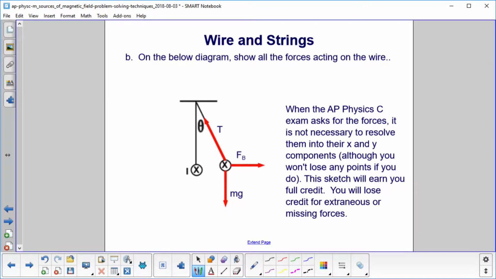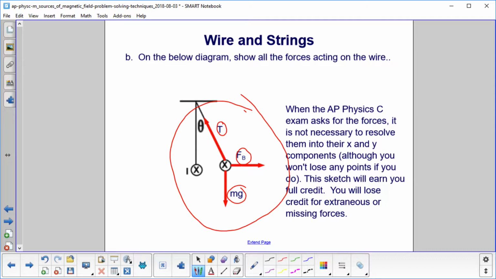When the AP Physics C exam asks for the forces, it is not necessary to resolve them into their X and Y components. Although you won't lose any points if you do, and frequently you'll need that later on. But this sketch, and I recommend just doing this so you don't confuse the grader, will earn you full credit. You've got gravity pulling it down, magnetic force pushing it to the right, and the tension of the string acting along the string. You will lose credit for extraneous or missing forces.